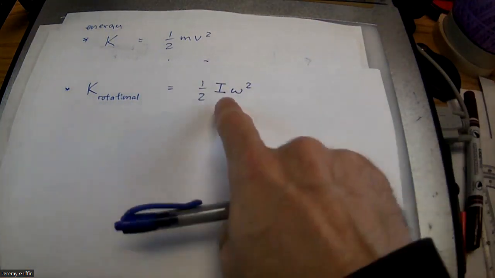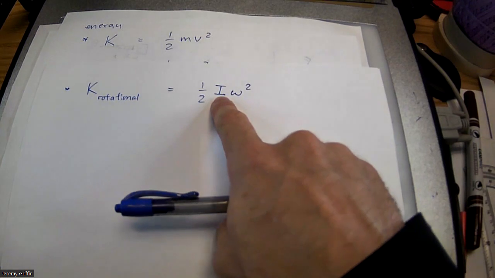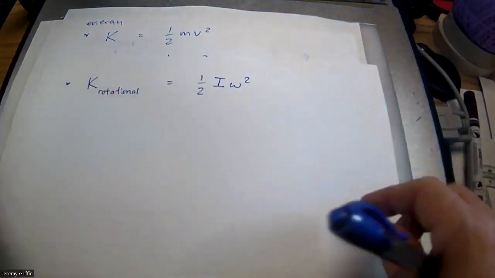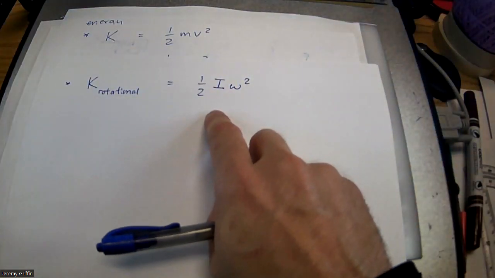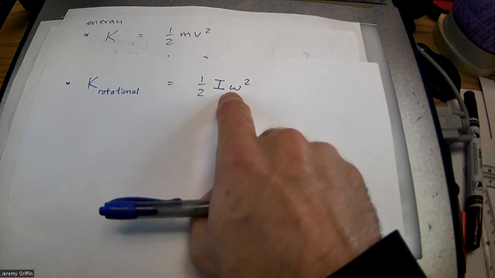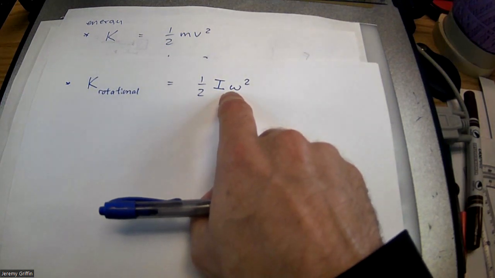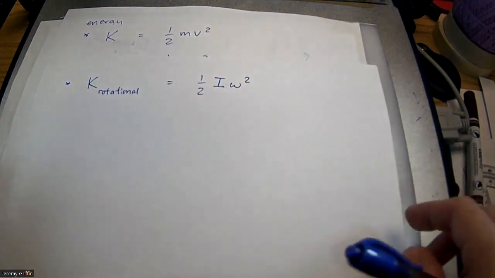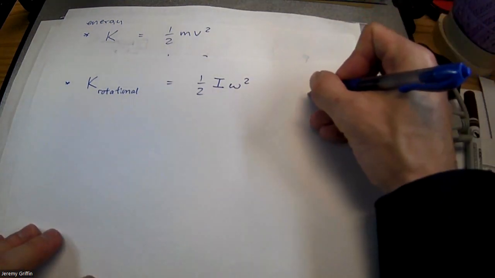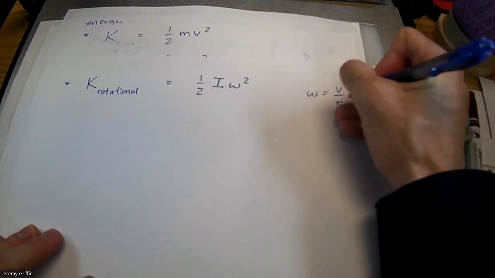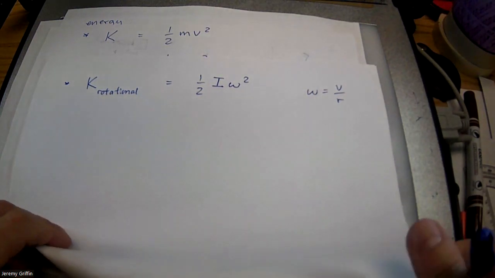You guys remember I is the sum of mr squared? For a single point, it is mr squared. For a solid cylindrical disk spinning like this, it's 1/2 mr squared, right? Omega is how fast something's spinning, like angular velocity, so radians per second. By the way, omega is the same thing as v over r. Ever come across that? Okay.